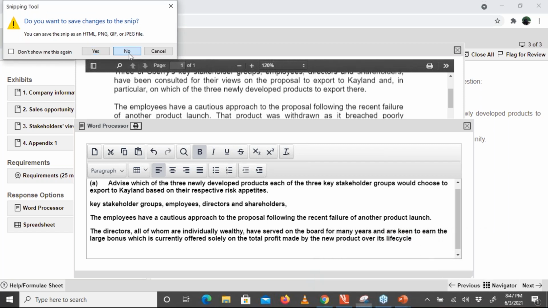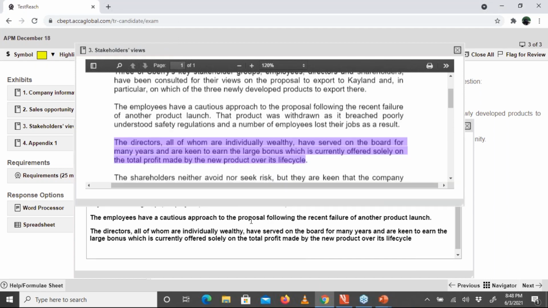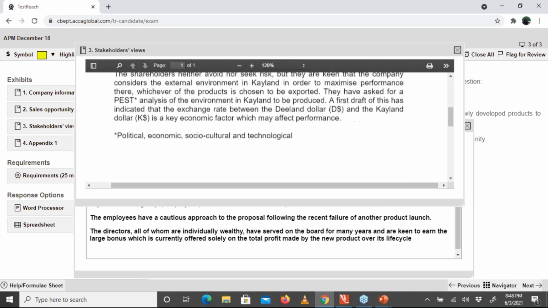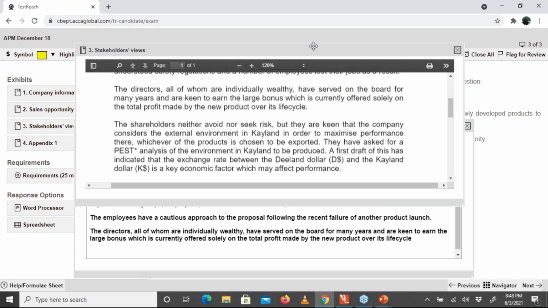Okay, the directors have earned a significant amount of profit, and they want to earn more profits. So they're like, okay, let's just give it a try and see if we are able to get a good return. Now directors, all of whom are wealthy, have said the shareholders neither avoid risk nor seek risk, but they are keen that the company consider the external environment in K-Land in order to maximize performance there, whichever product is chosen to be exported. They have asked for a PEST analysis for the change in environment produced.